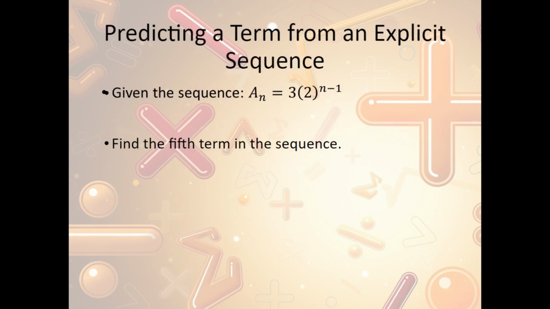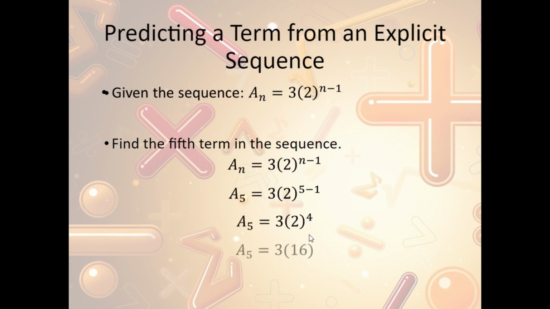Now let's take a look at an example. We have a_n is equal to 3 times 2 to the n minus 1, and we want the 5th term. So we're going to take that, and we're going to plug 5 in for n. So a_5 is equal to 3 times 2 to the 5 minus 1 power. Well, we know that 5 minus 1 is 4. So we have 3 times 2 to the 4th power. Well, 2 to the 4th power is 16. Then we multiply that by 3 and we get 48 is our answer.